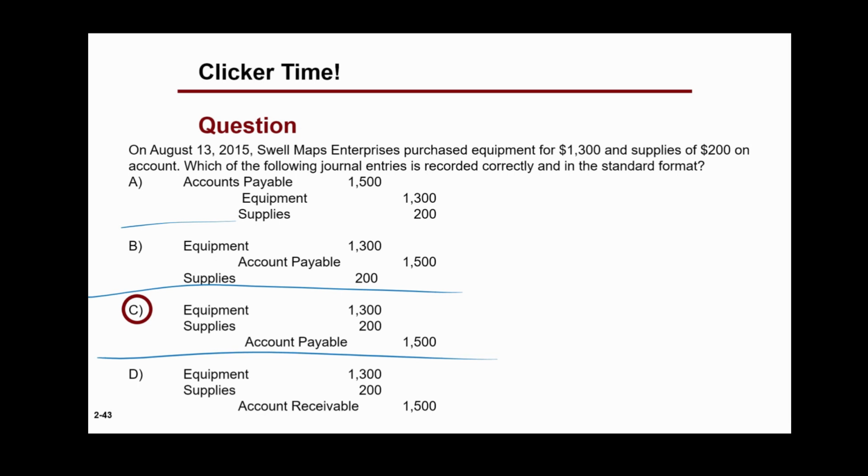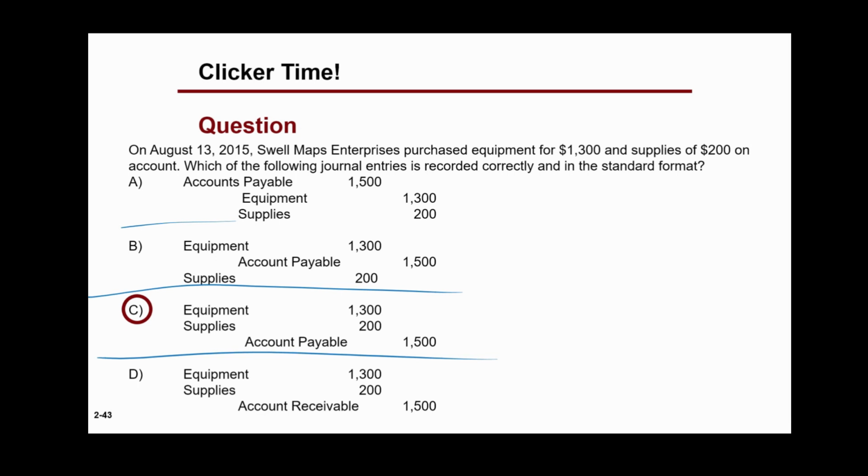Did the company pay in cash? If the company had paid in cash, we would have credited cash. In this case, the company did not pay in cash. They gave them an IOU slip, which is accounts payable. It's a liability. So we credit accounts payable.